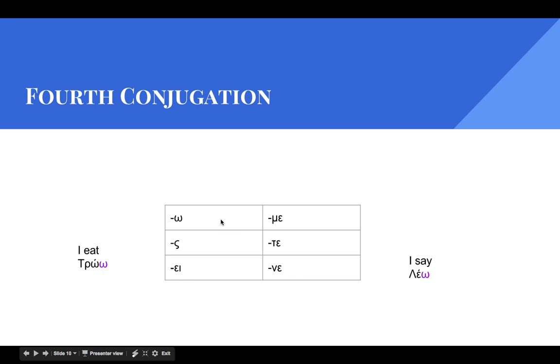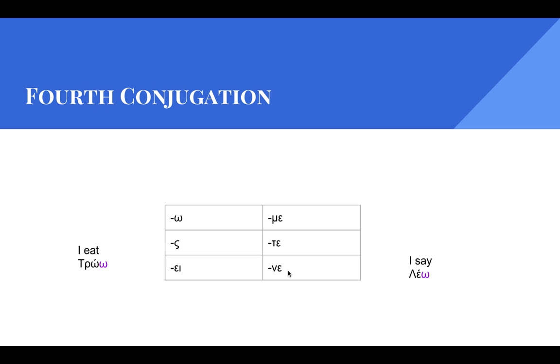the different endings. So I eat would be tro, we eat would be trome, you eat would be tros, you all eat trotte, he, she, it eats troi, and they eat tronne. And the same for I say: leo, lemme, les, lette, lei, lenne.